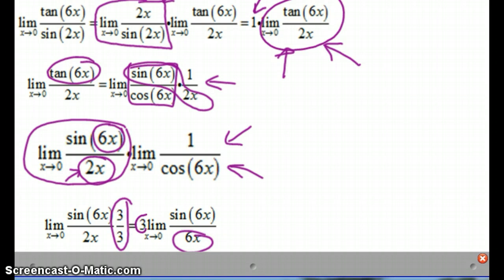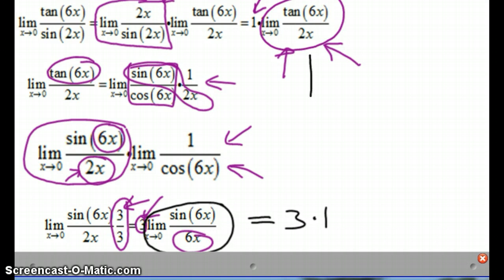Since the 3 in the numerator doesn't affect the limit of sine 6x over 6x, I can pull that out front here. Now I have a limit I know. I know the limit of sine 6x over 6x. So I end up with 3 times 1 for this piece. So I'm almost done with this tangent 6x over 2x part.